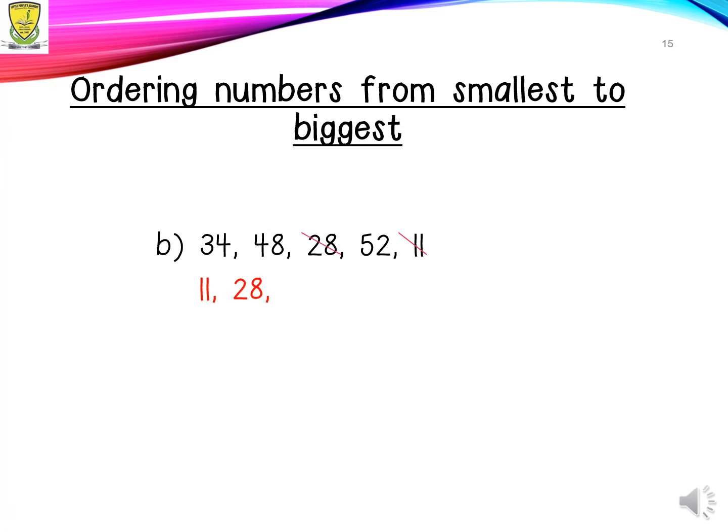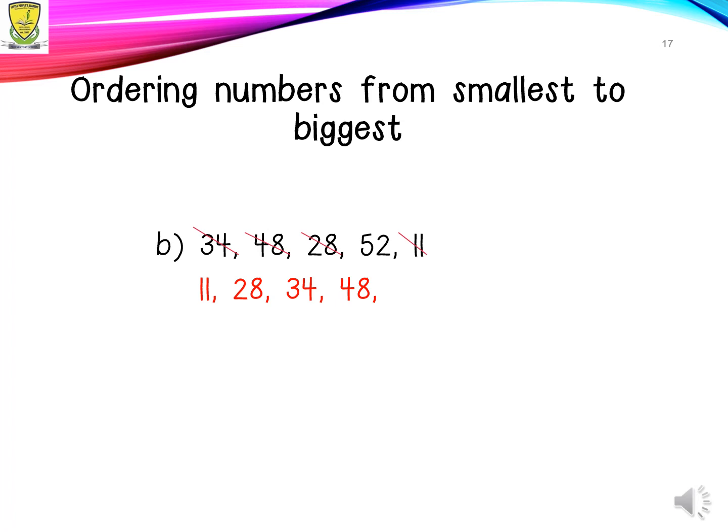And now, the number that comes after 11 is 28. So I have scratched out 28 from my set of numbers and I wrote it at the bottom. After 28 comes 34. I have scratched out 34 from my set of numbers and I wrote it at the bottom. After 34 comes 48. As you can see, I have scratched out 48 and I wrote it at the bottom.